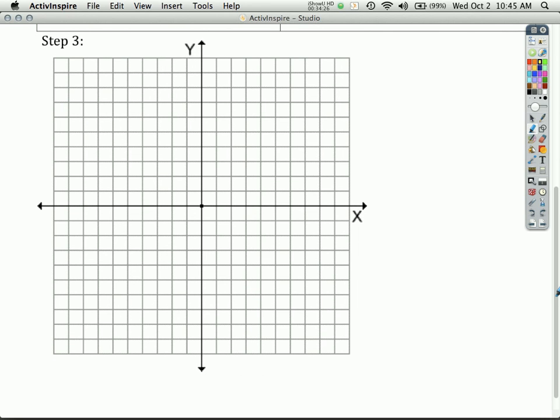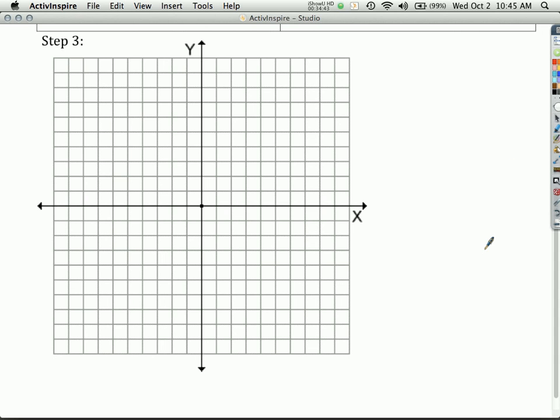Don't make the hugest coordinate grid on the planet. Don't make a tiny coordinate grid. You need about, I'd say, about 8 squares in each direction. And then we're going to plot the points. So the points were (-4, 2), (0, 1), (4, 0), and (8, -1). So our first point is right here.